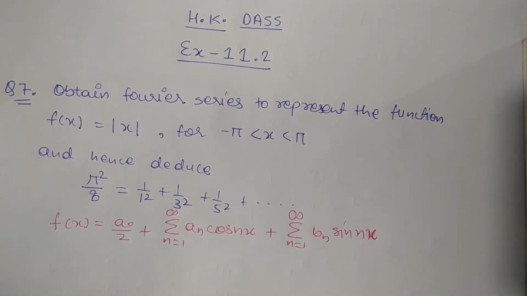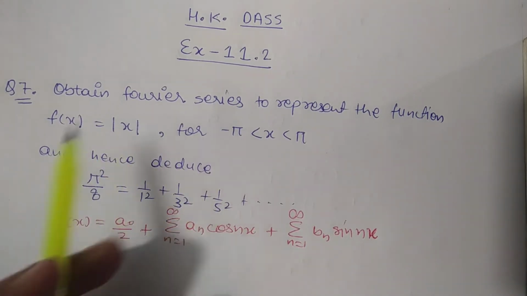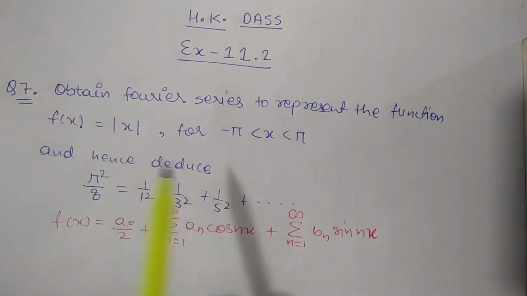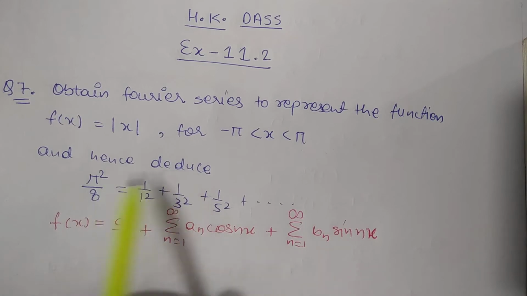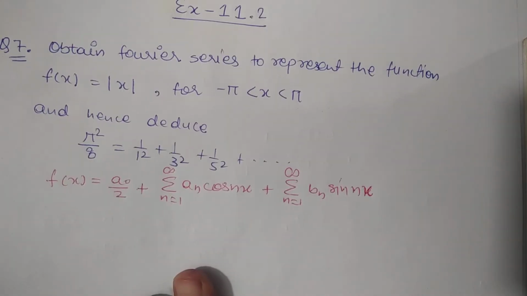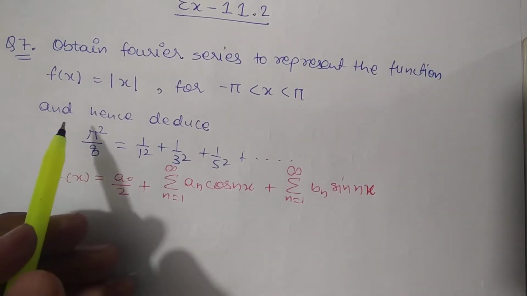So we are solving Mathematical Physics written by H.K. Das, and today we are going to solve question number 7 of Fourier series, that is of exercise 11.2. In this question we have to represent the Fourier series for the function mod of x between the limits minus pi to pi. Finally we have to deduce this relation also, as we did in the last video for another question.